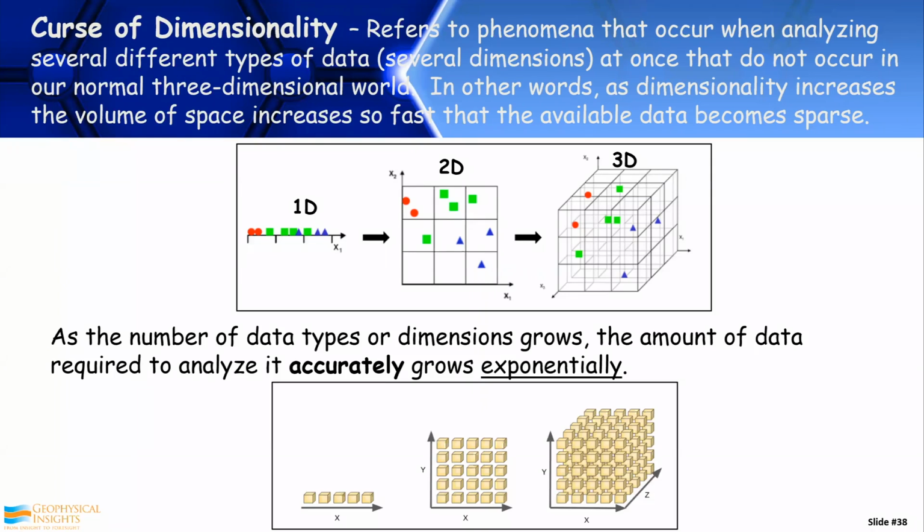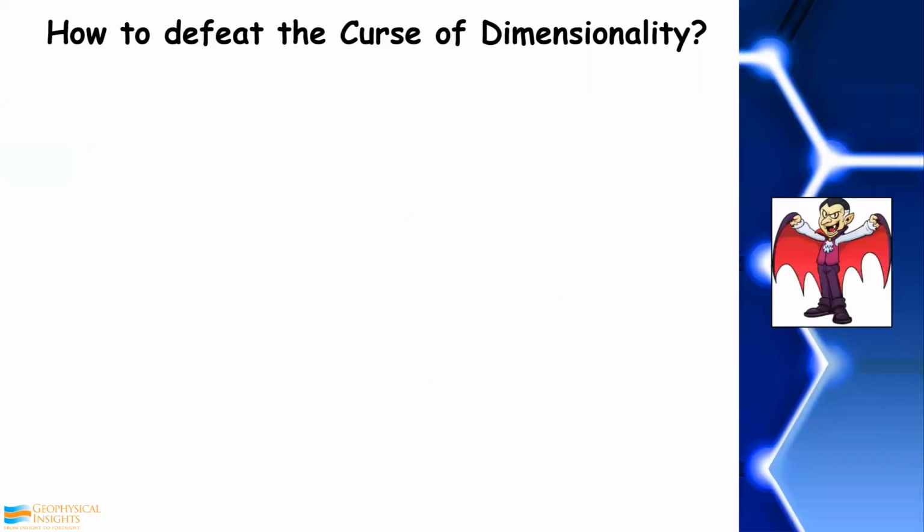So as the number of data types or dimensions grow, the amount of data that you're required to analyze grows exponentially. So when we're using unsupervised learning, you really need to find some ways to reduce the dimensionality. And one of these is incorporating prior knowledge. So if you're doing, say, an AVO study, you probably have a good idea of which attributes you're going to use. A lot of experienced interpreters go straight to their attribute list without even running the PCA.